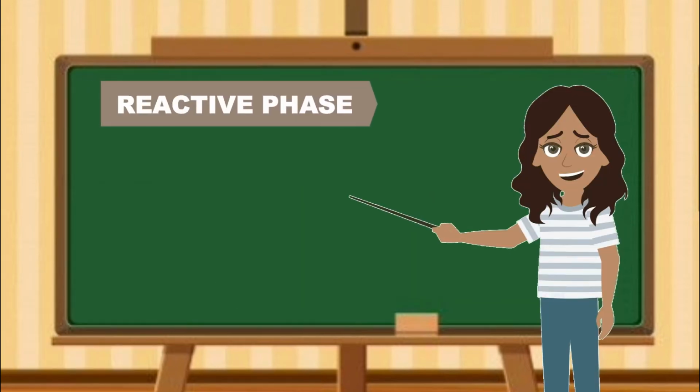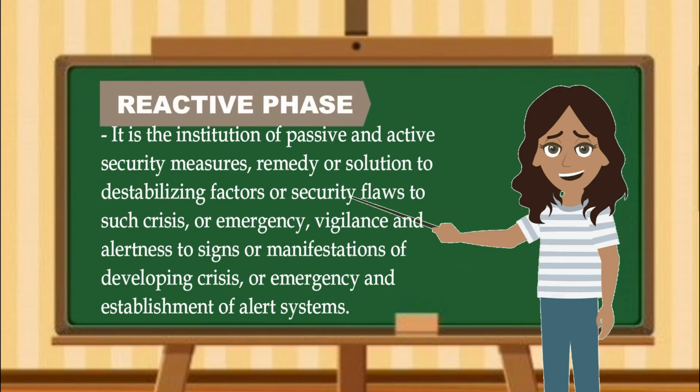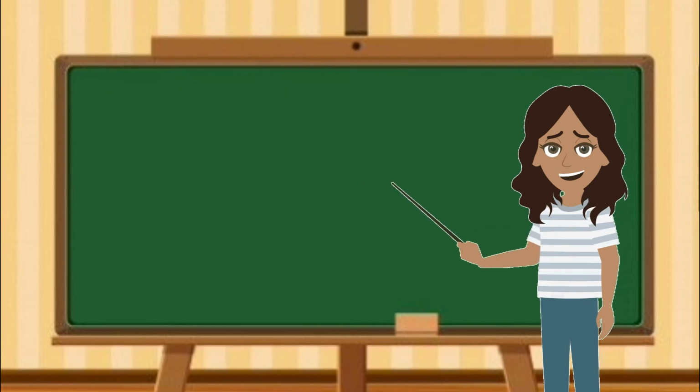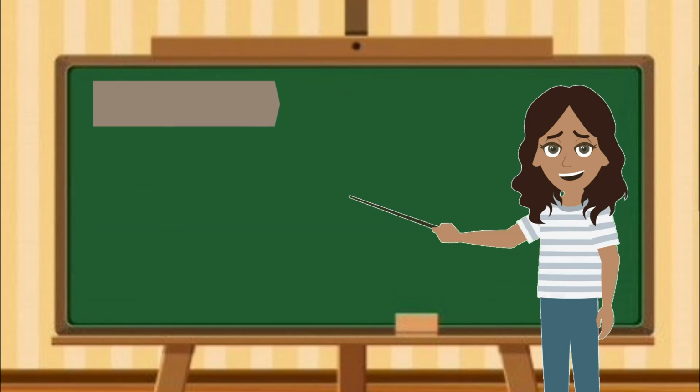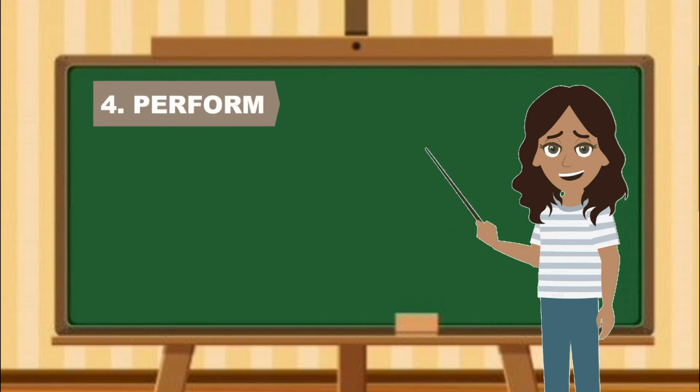The second phase is reactive. Reactive phase is the institution of passive and active security measures, remedy or solution to destabilizing factors or security flaws to such crisis, emergency, vigilance and alertness to signs or manifestations of developing crisis or emergency and establishment of alert systems. Under this phase is the fourth component of 5 P's of incident management, which is perform.